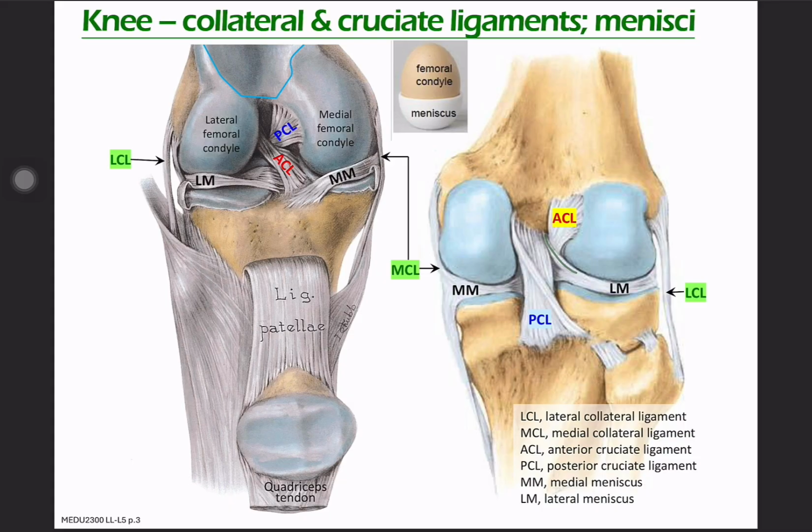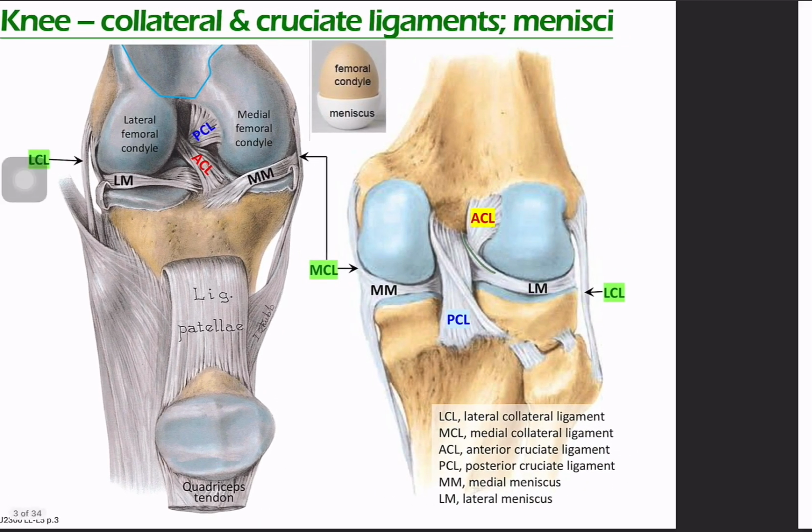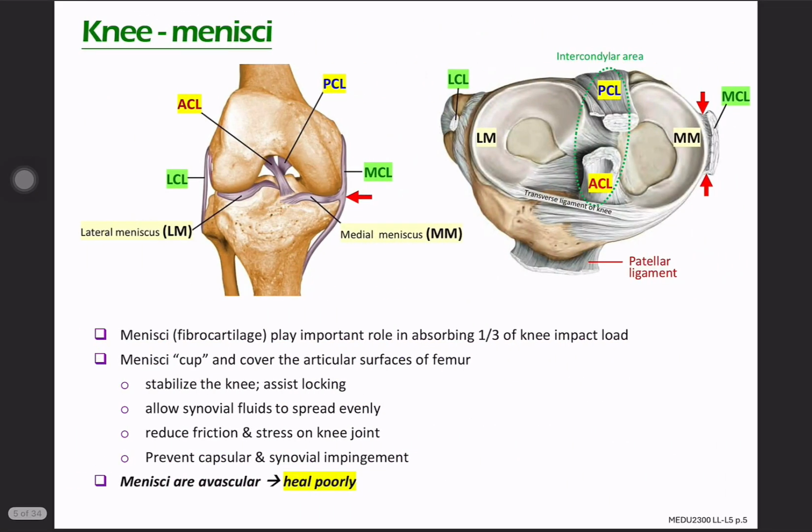Take a look at the back here. We have the ACL, from the back to the front, as well as the PCL here. And we also have a fibrocartilage right inside the joint, which is called the meniscus. We have the medial meniscus and the lateral meniscus. Let's talk about the meniscus first.